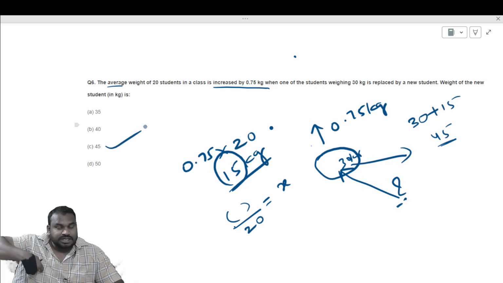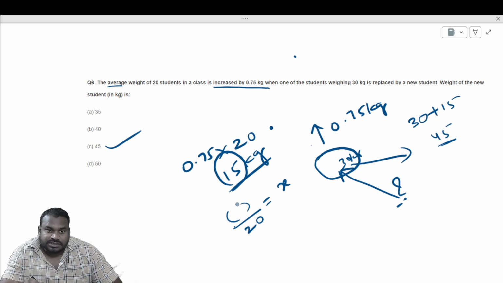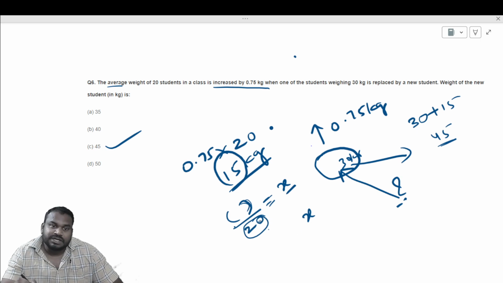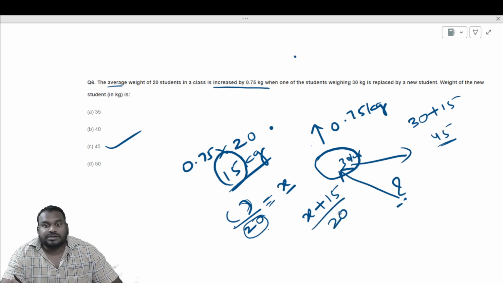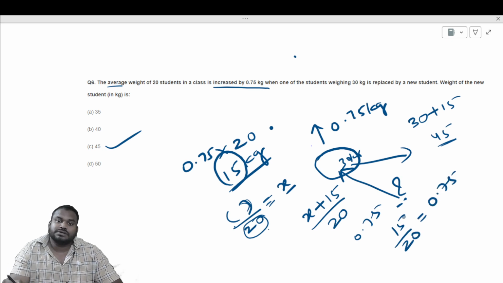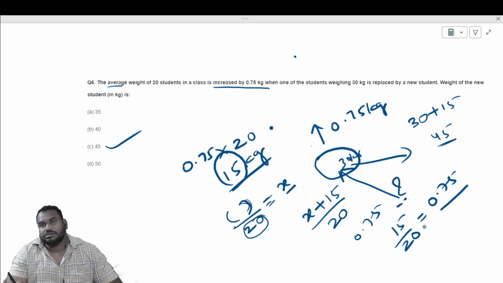I'm elaborating it so you understand. See, the total weight of all the 20 students divided by 20 will give x. x is the average of the 20 students. Now the number has not increased. One person went out and one person came in, so the 20 is the same. Just an extra amount of weight is added. Because of that, the average is increased by 0.75. It means 15 divided by 20 is equal to 0.75. Is it satisfying or not? That is what you are supposed to understand.